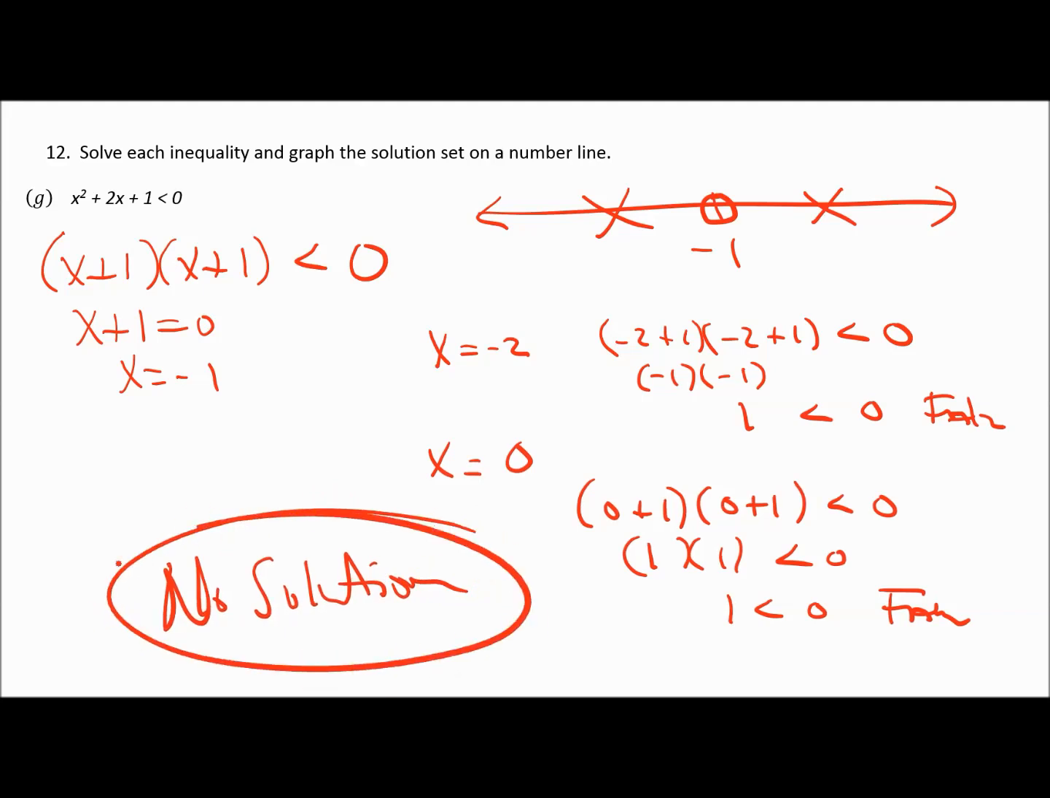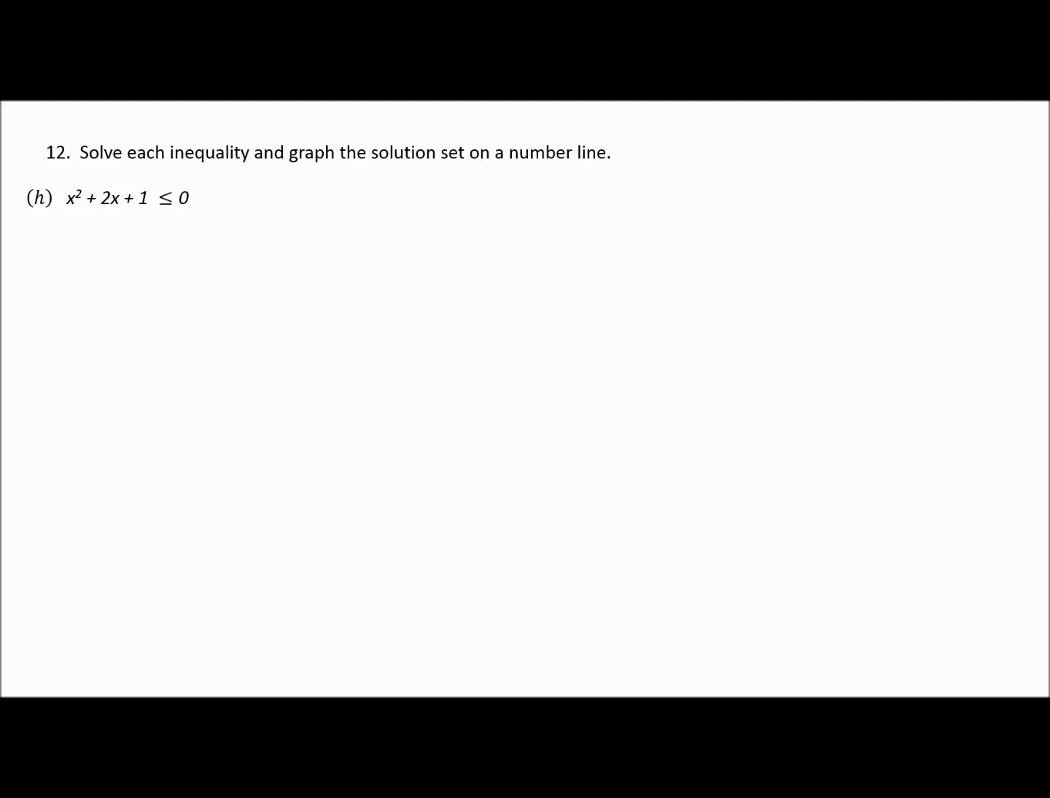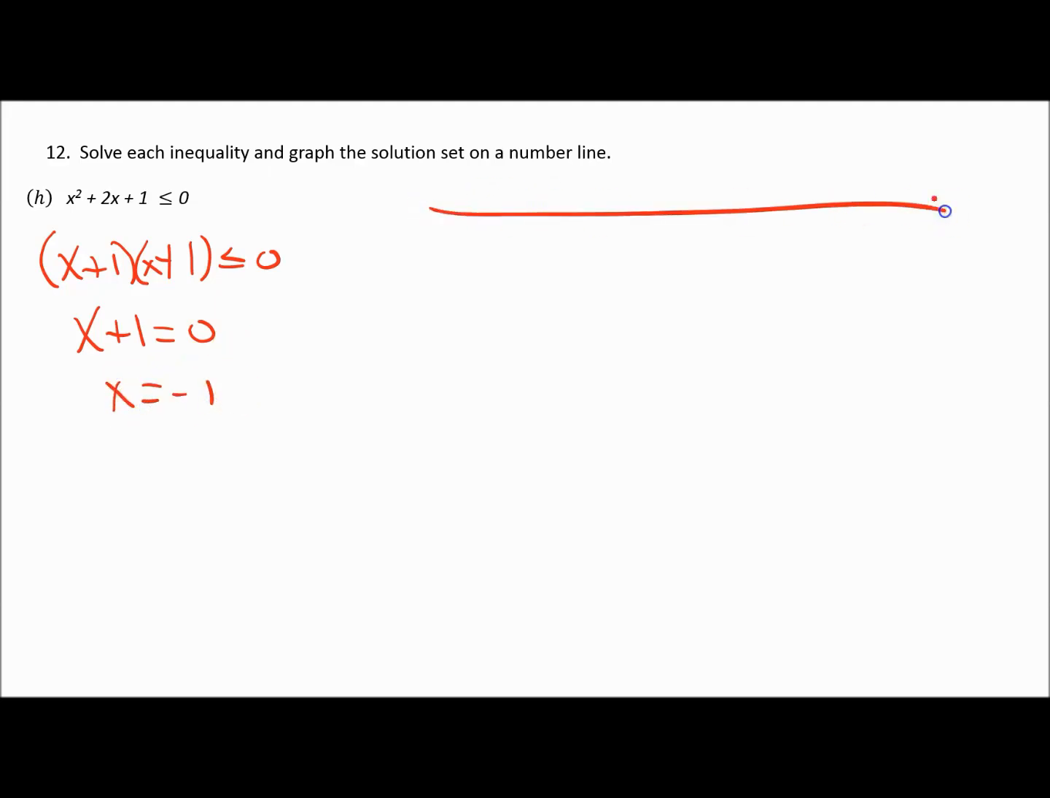It's impossible. Okay, so this problem looks identical to the last problem, right? Except I put an equal to in there. So the story is the same. We need to factor. So it's x plus 1 times x plus 1 less than or equal to 0. I set each of these factors equal to 0. I don't have to do it twice, so I get x equals negative 1, and that's only to figure out what goes on my number line.